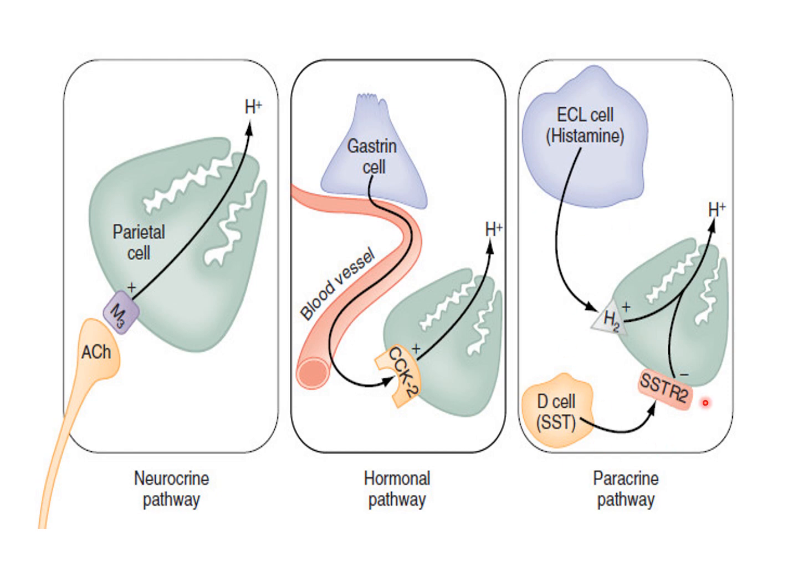And another pathway is seen here, D cells, which secrete somatostatin. Somatostatin has a negative feedback on the H plus release. They will inhibit the release of H plus ions.